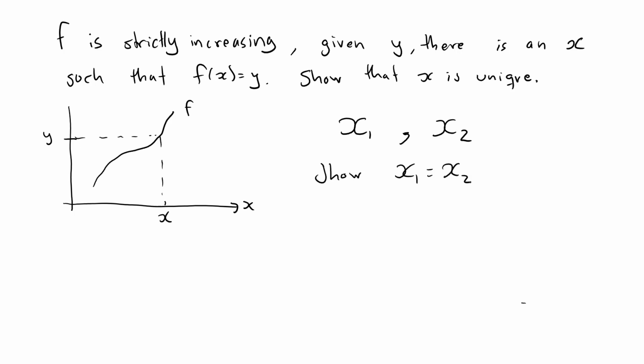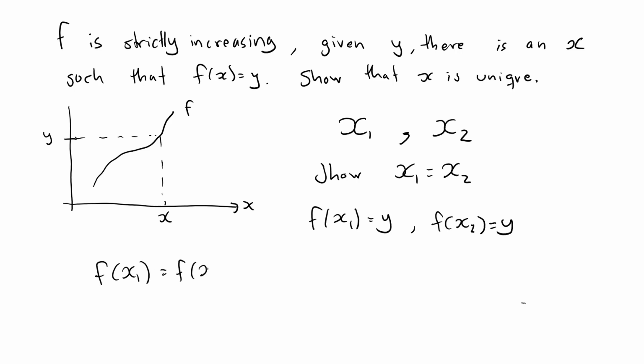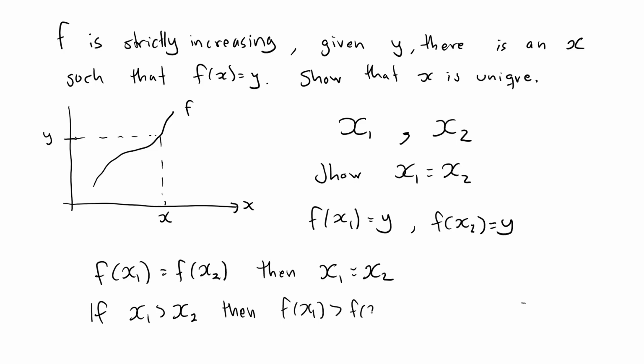In our example, f(x1) is equal to y and f(x2) is equal to y, which means that f(x1) is equal to f(x2). Since f is strictly increasing, it must be the case that x1 is equal to x2. If x1 is different from x2, say x1 is greater than x2, then f(x1) must be greater than f(x2) since f is strictly increasing.